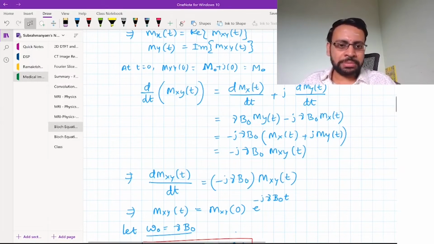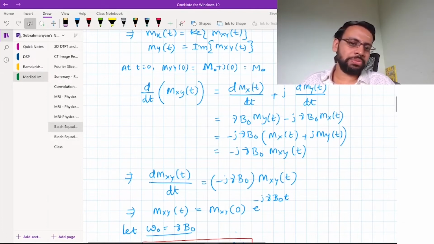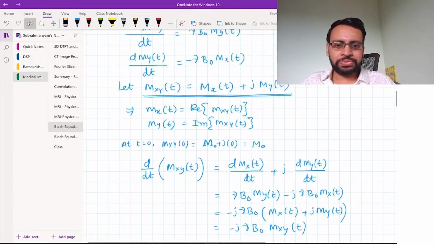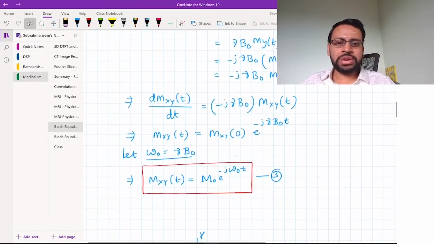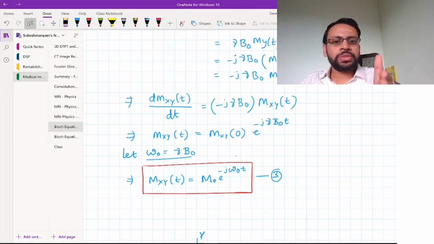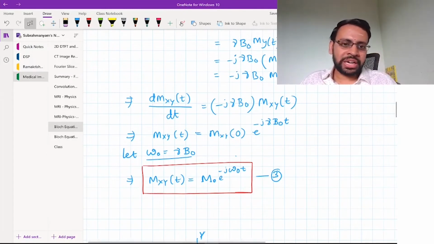So minus j times gamma into B naught, if you take, you will get here Mx of t plus j times My of t. So this is nothing but your Mxy of t. So what you eventually arrived at is the derivative of Mxy of t with respect to t is equal to minus j times gamma times B naught into Mxy of t.